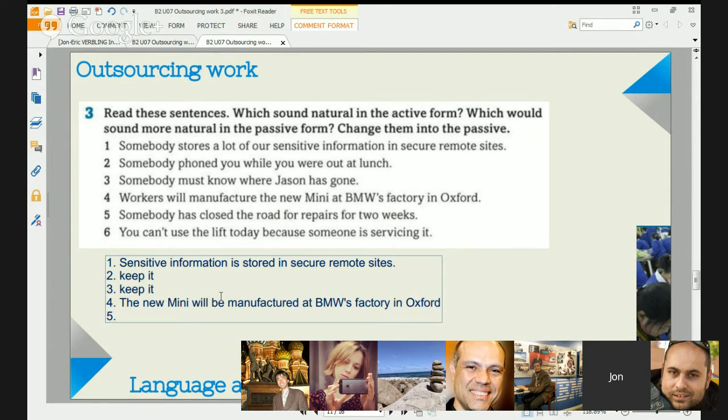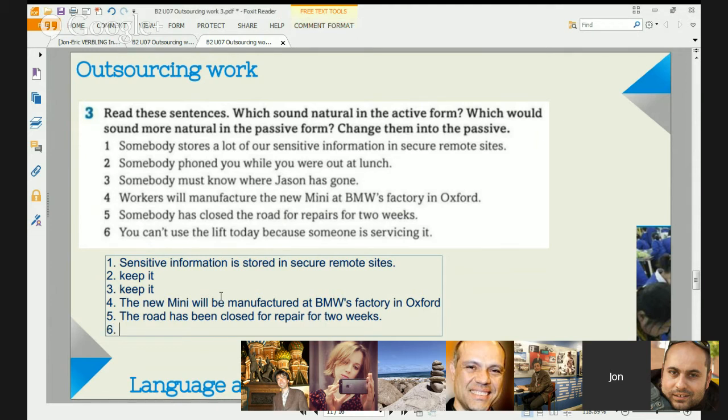I think this sentence can be changed into the passive. I agree. We can say the road has been closed for repair for 2 weeks. Good. Perfect. That's it. And we're back to Daniel for number 6.